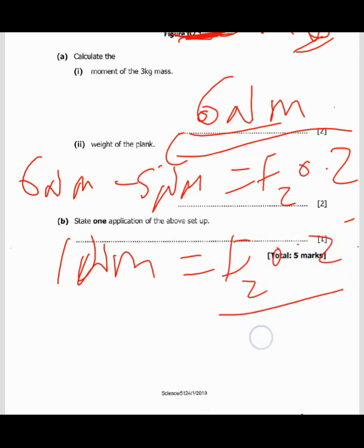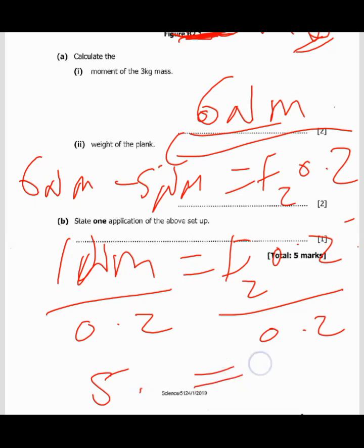So this side we divide by 0.2, and this side we also divide by 0.2. So 1 divided by 0.2 is 5, which equals F2. Meaning that our answer for the weight of the plank is going to be 5 newtons. This is how we're supposed to calculate our answer. So you just follow the arithmetic nicely so that you're able to see how I've arrived at this answer. It's very, very important that we know this.